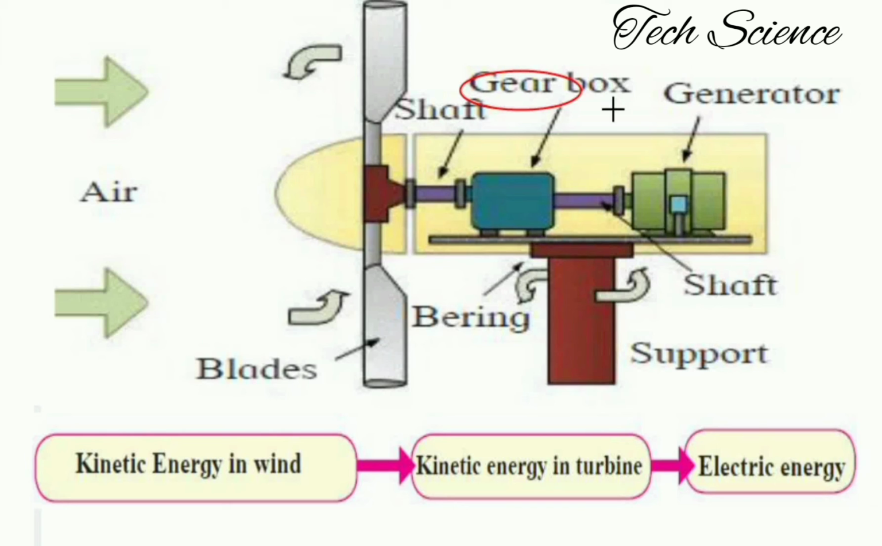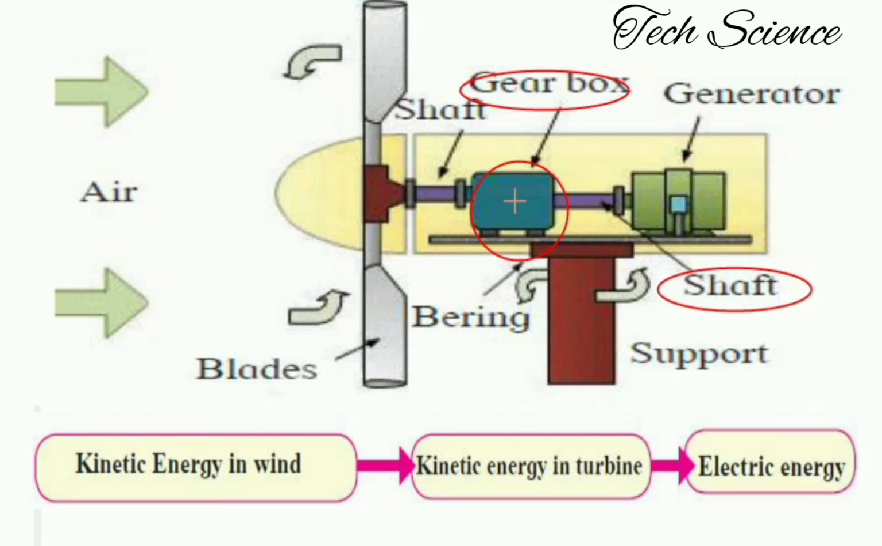Next is the gearbox. This is the name of the instrument. What is the use of the gearbox? The gearbox is used to improve the speed, that is the RPM, and it is used for this purpose only. Once the gearbox is rotating at high speed, there is one more shaft connected here, called the high speed shaft.